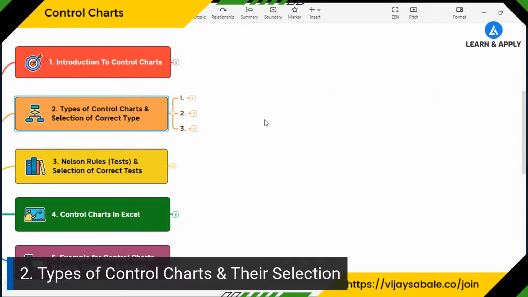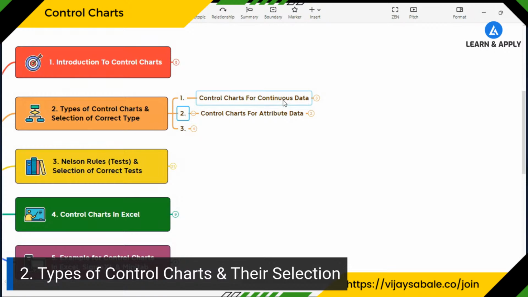There are three main criteria for the selection of the control chart. The first one is the type of data. We can have continuous data, or we can also have attribute data. So based on the type of data, we can select the appropriate control chart, a control chart for continuous data, or attribute charts. There is a third option, which is the time-weighted control chart.